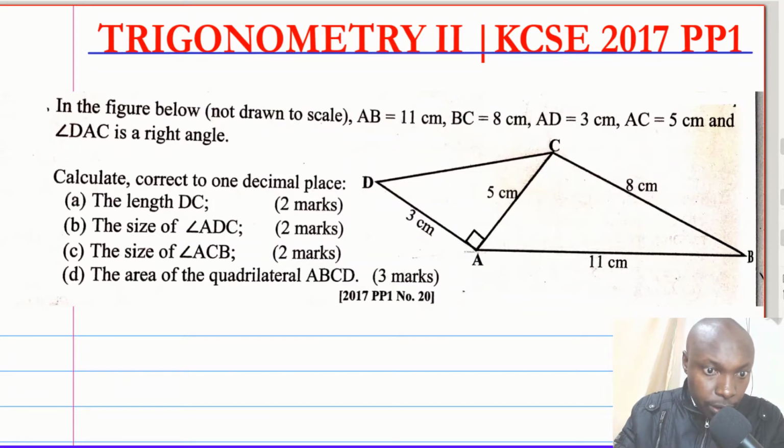The question reads: in the figure below, not drawn to scale, AB is equal to 11 centimeters, BC is equal to 8 centimeters, AD is equal to 3 centimeters, AC is equal to 5 centimeters, and angle DAC is a right angle. Calculate, correct to one decimal place: A, the length DC, 2 marks. B, the size of angle ADC, 2 marks. C, the size of angle ACB, 2 marks. D, the area of the quadrilateral ABCD.